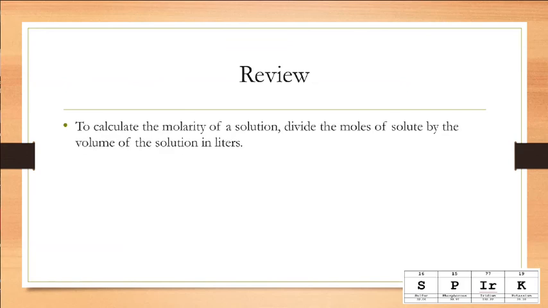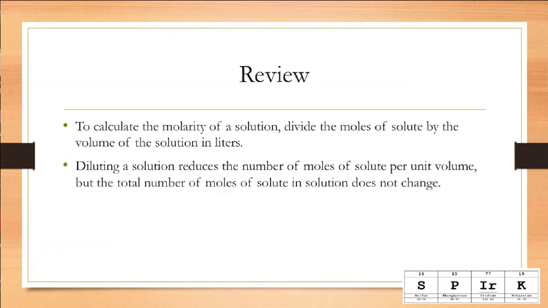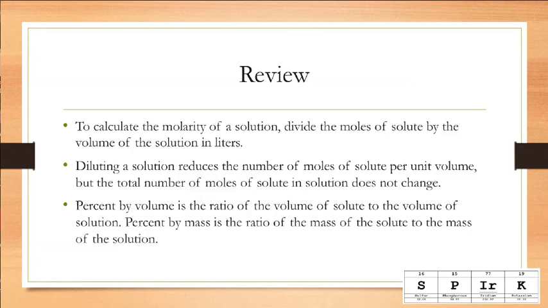Alright, so in review, to calculate the molarity of a solution, divide the moles of solute by the volume of the solution in liters. Diluting a solution reduces the number of moles of solute per unit volume, but the total number of moles of solute in the solution does not change. The percent by volume is the ratio of the volume of solute to the volume of solution. Percent by mass is the ratio of the mass of the solute to the mass of the solution.